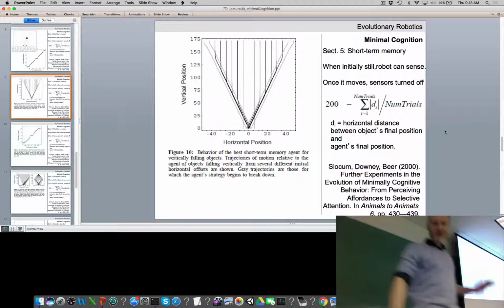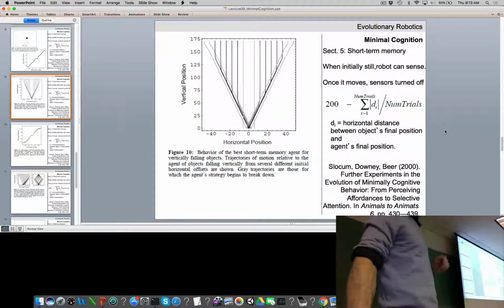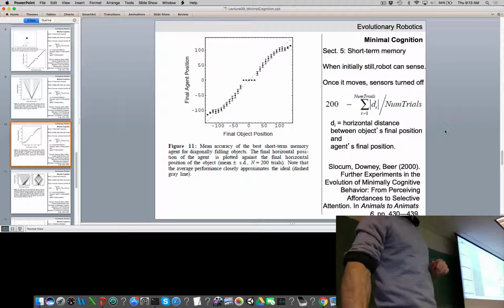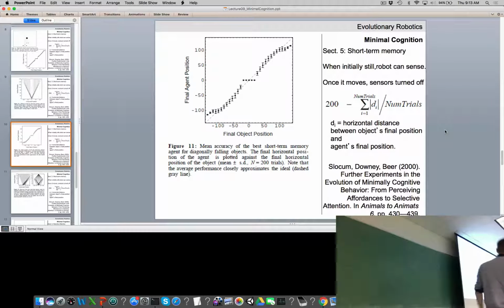Okay. So this is for the evolved robot in conditions where objects are falling vertically. What happens when they fall diagonally? So now we're going to have objects that are falling diagonally, and again, they're hitting the ground at different horizontal positions, and we want to see where the robot was. How did the robot do in these diagonally falling conditions? Not awful. Not great, but not awful.